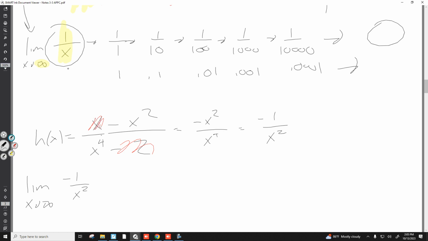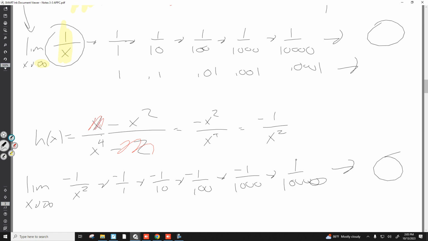Well, what happens? Negative 1 over 1. Negative 1 over 10. Negative 1. What happens as this is getting bigger? It's still going to approach 0. Now, you're probably thinking, but isn't it approaching 0 from the negative side of things? Yes, it is. But that sign and our approach from which side will be taken care of with our sign analysis. This negative 1 over x squared will have the exact same end behavior as 1 over x.